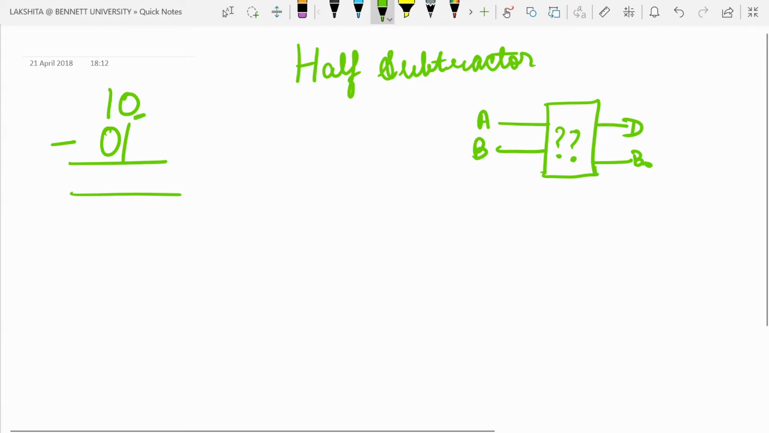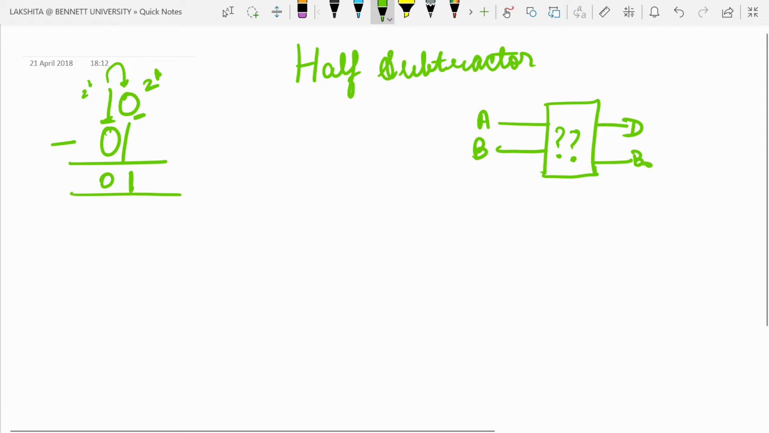The weightage of this position is 2 raised to the power 0 and the weightage of this position is 2 raised to the power 1. So we'll take a borrow from this position. So the value of this position will be 2 raised to the power 1. Now we can easily subtract 1 from 2. So the value that will come here is 1, and now the weightage of this position is 0, so the value here will come as 0 1. As you can see, by using this concept we can subtract A and B.